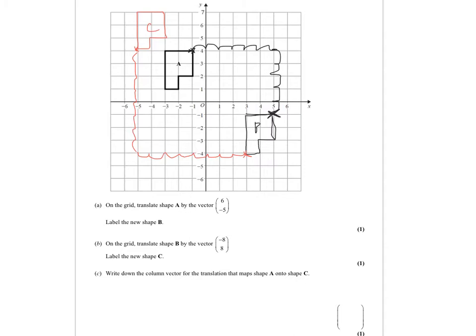And then finally, part C asks us to write down the column vector for the translation that maps A onto C. So from A to C. So if I take this point here, we would have to go 2 left and 3 up. So 2 left, that's the instruction on the top, so that'll be -2, and 3 up would be +3.